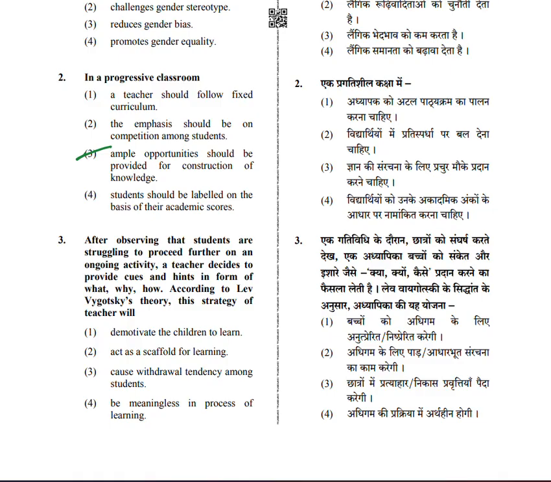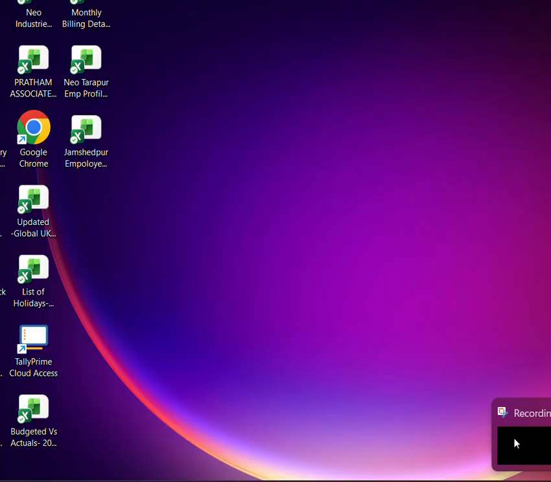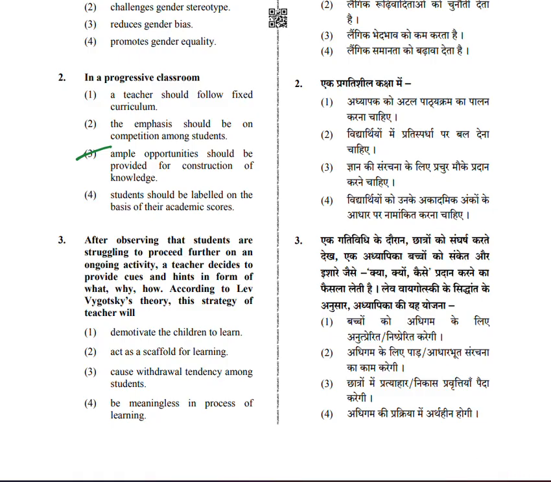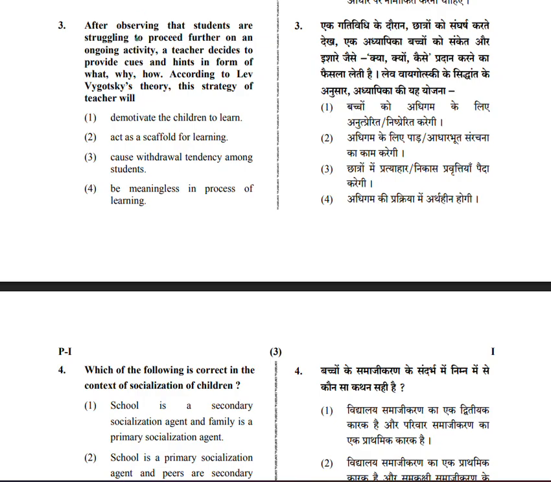So next one, after observing that students are struggling to proceed further on an ongoing activity, a teacher decides to provide clues and hints in the form of what, why, how. So according to Lev Vygotsky's theory, this strategy of the teacher will... So here the teacher is giving hints and clues in the form of what, why, how, when the students are struggling to proceed with the ongoing activity. So what is this strategy the teacher is using according to Lev Vygotsky's theory?